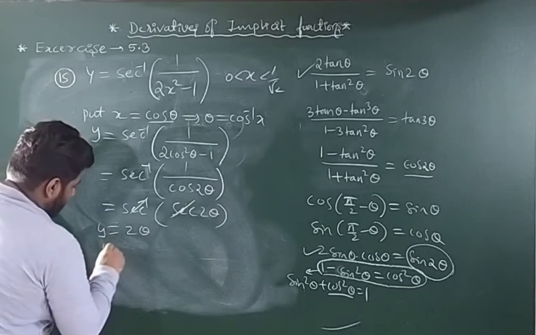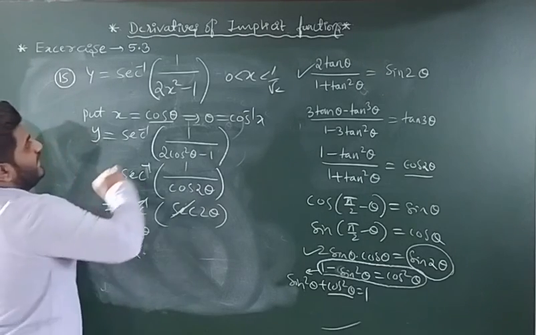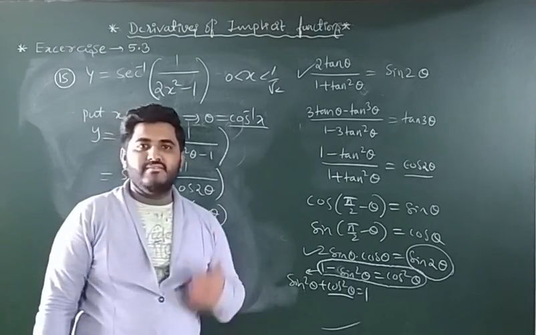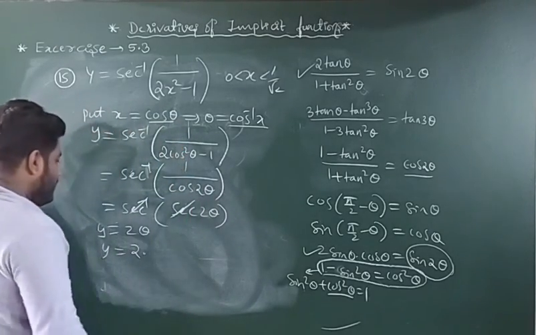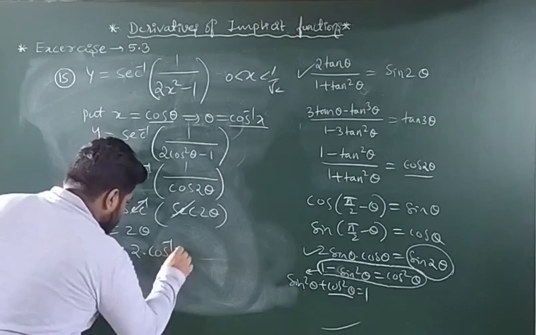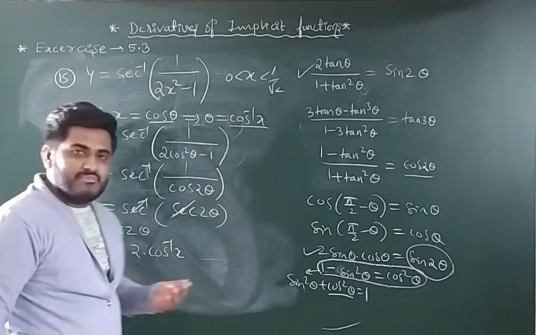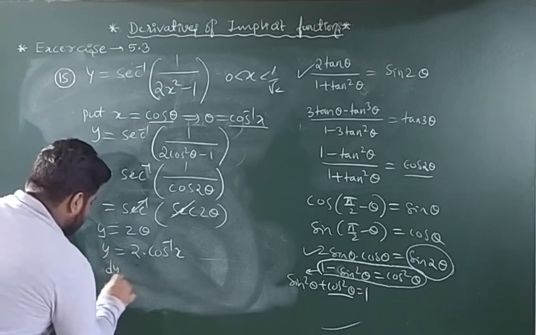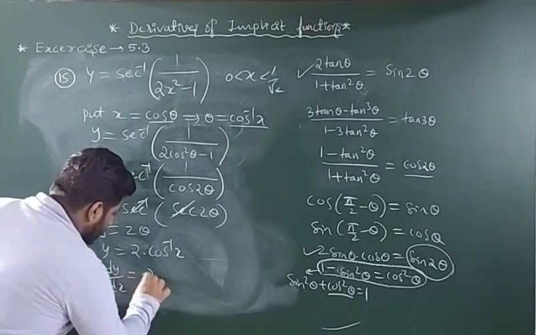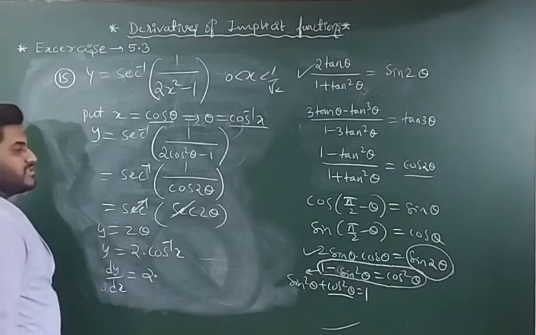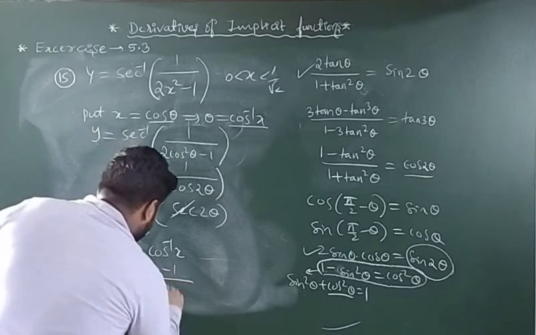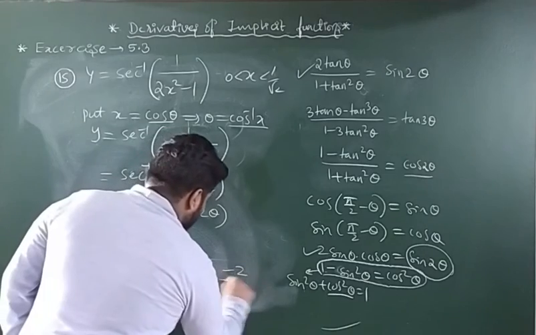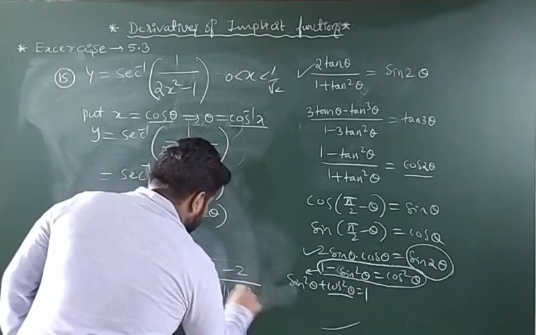Y equal to 2 into, in place of theta what are we having? We are having cos inverse x in place of theta. So right here, cos inverse x. Now the function is simplified. We can easily find the derivative of this one by differentiating. dy by dx equals 2 into the differentiation of cos inverse x, which is minus 1 divided by square root of 1 minus x square. Nothing but minus 2 divided by square root of 1 minus x square is your answer.